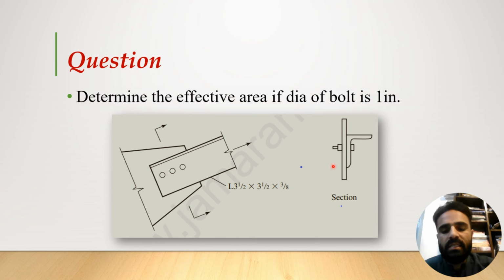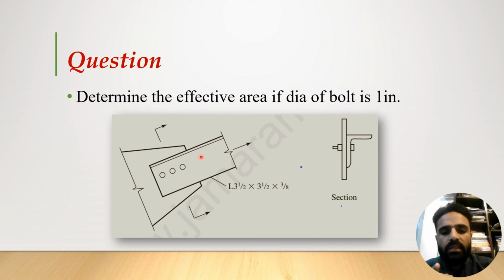Here you see the cross-section view of the connection, the leg and the gusset plate. This is the angle section. So we will be determining the effective area. The first step is that you should determine the gross area of this section. From the gross area we will find the net area, and then we will get U, how we will determine U.